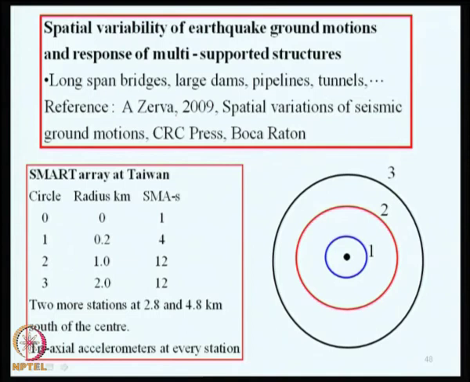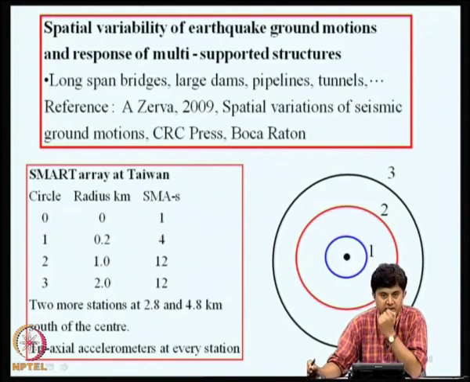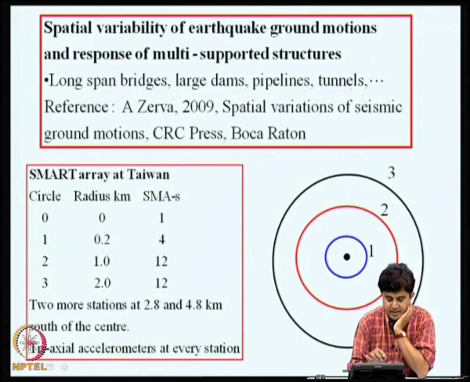Now, we move on to another topic that is related to the problem of spatial variability of ground motions and response of multi-supported structures. All structures are multiply supported. When we talk about multiply supported structures in the context of earthquake engineering, what is meant is that different supports suffer different types of support motions. Such structures, for example, are long span bridges, large dams, pipelines, tunnels, etc.